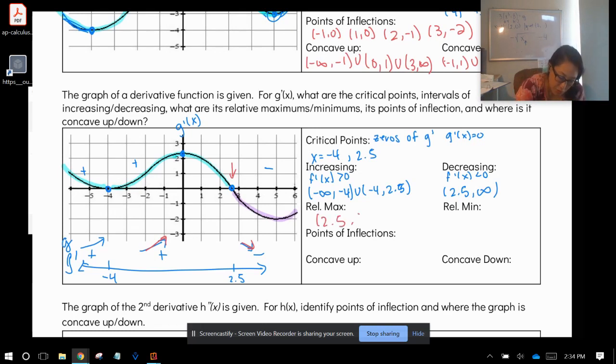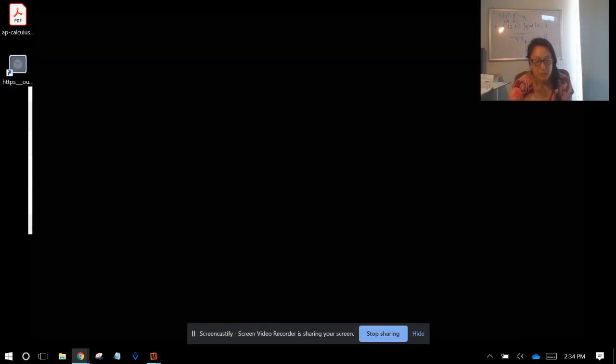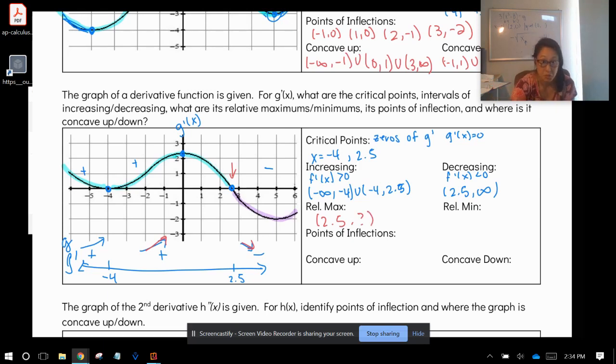I don't know the y value, so I'm just going to leave it. X is equal to 2.5. Our relative min is none. We don't have any intervals where we're decreasing to increasing, so we're good.